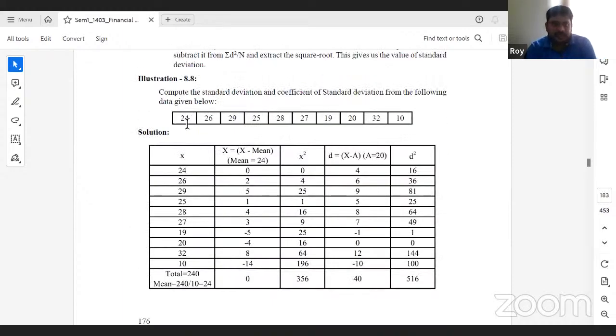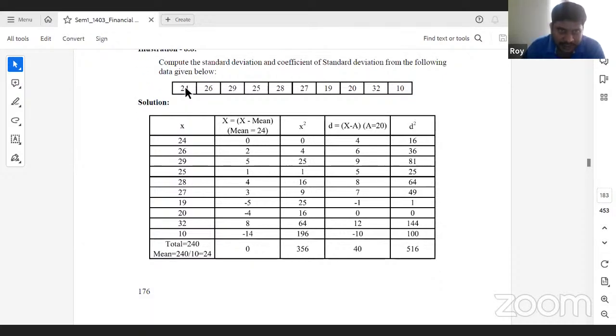Okay. And compute the standard deviation and the coefficient of standard deviation from the following. First, take these x values, sum them. When you get the sum, you know the mean, right? Calculating the mean, right? Sum of all these values divided by number of variables. 240 by 10, 24. It's clear.